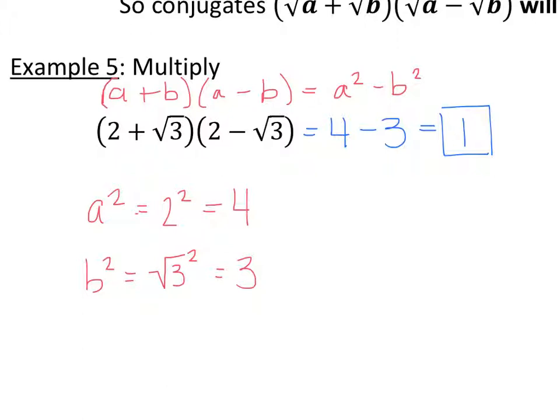So I took A right here, put it there. Took B right here, put it there. We squared them and we got answers and stuck it back up here.